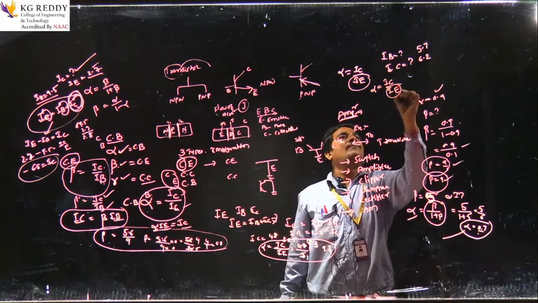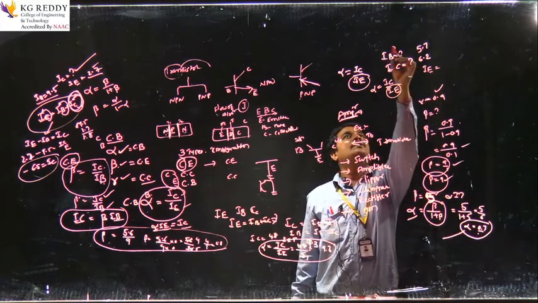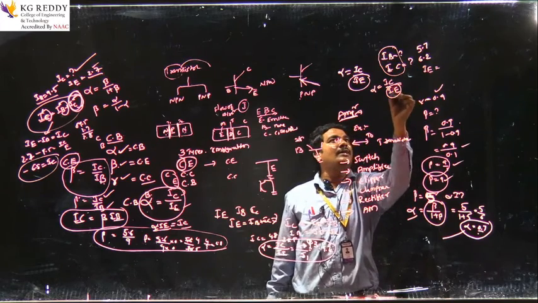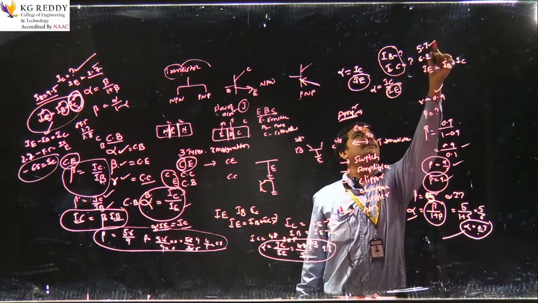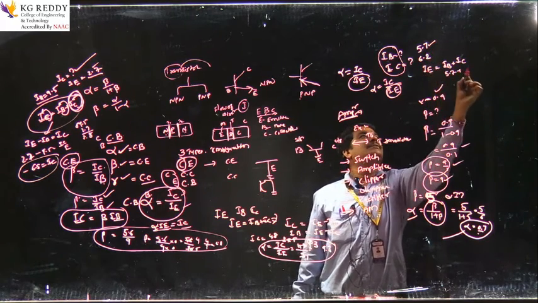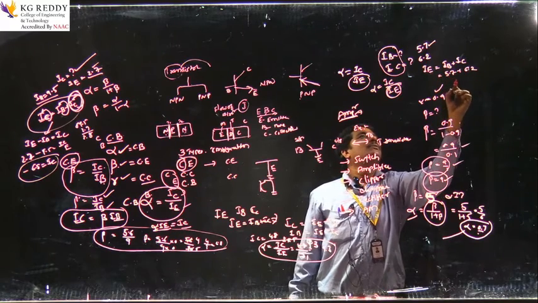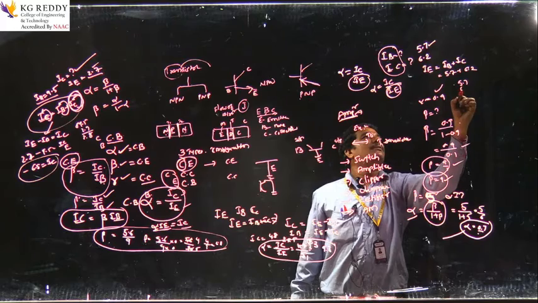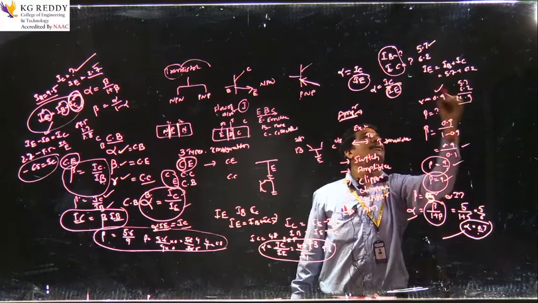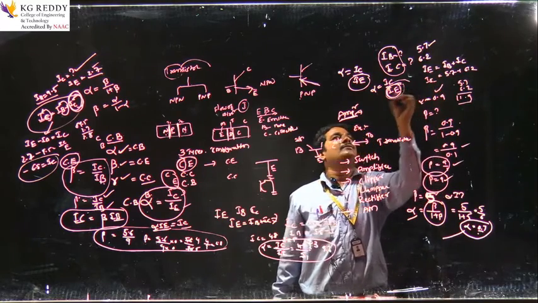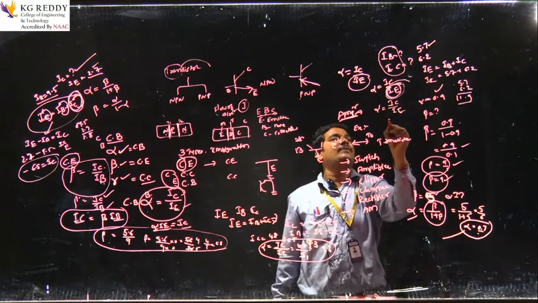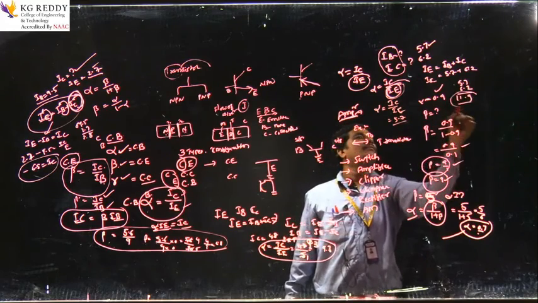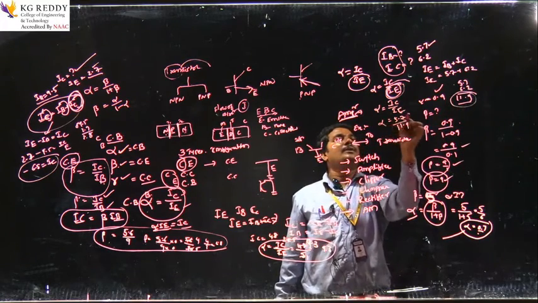Here, how to find the IE value: whenever the base current and collector current are given, you have to take IE equal to the summation of base current plus collector current. Here base current is given as 5.7 and collector current is given as 6.2. Add these: 5.7 plus 6.2 is 11.9, the IE current. Then substitute in alpha equal to IC by IE, with IC approximately 6.2 and IE value 11.9, and you get the alpha value.